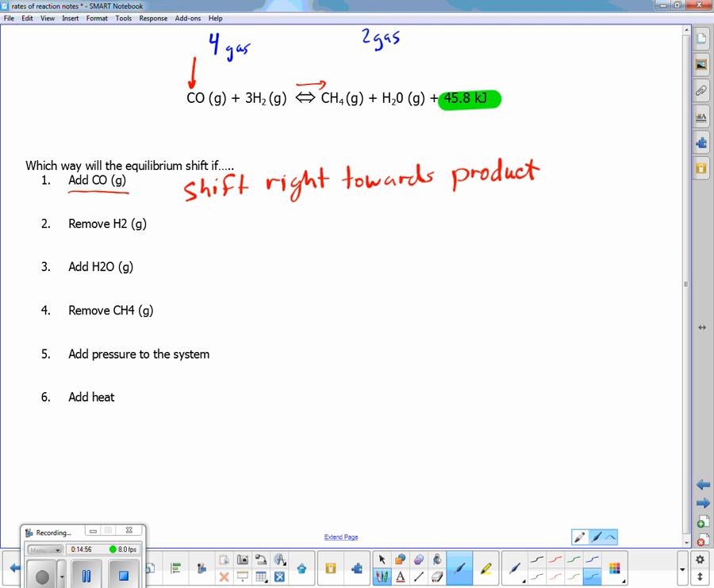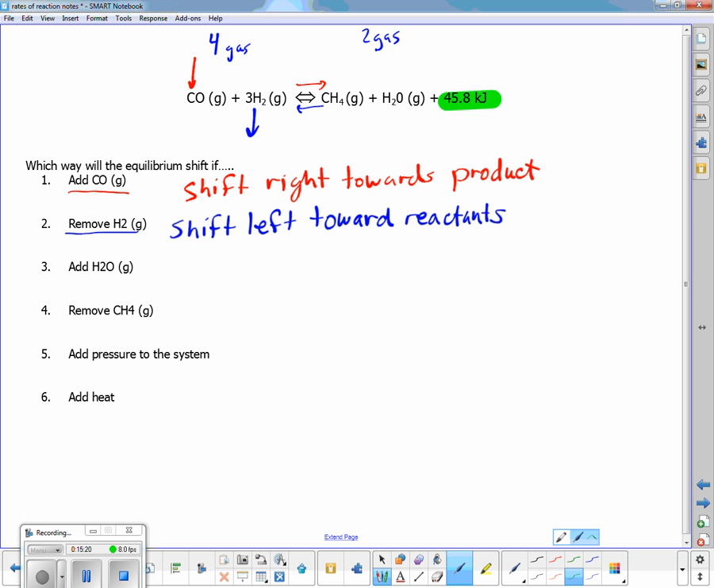All right, so if I remove H2, that's making a hole here. What way is it going to shift? Good. Shift left toward reactants. So it's going to go that way.